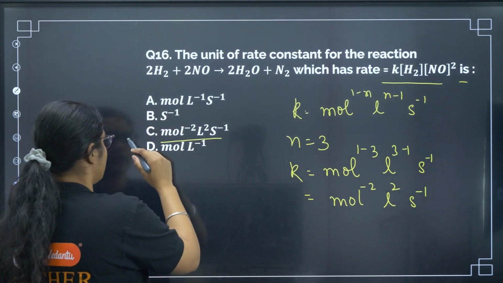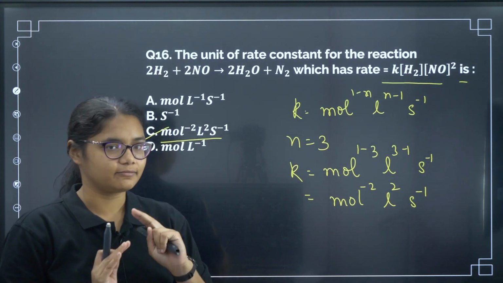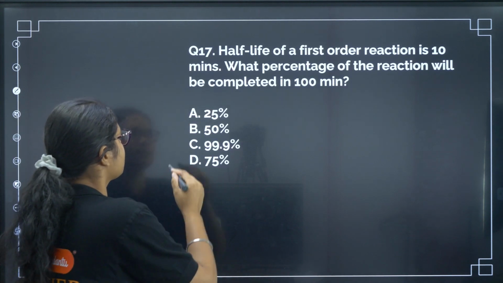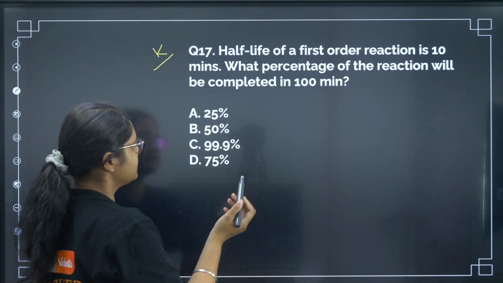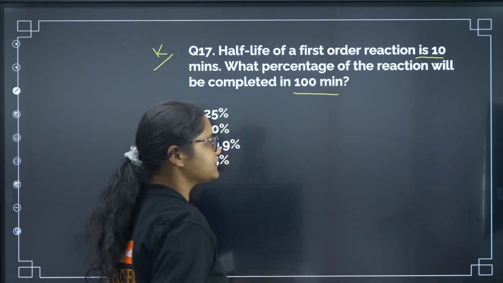Okay. So rate constant is a very important term again. How to calculate this one and the half-life method is an important topic. Prepare them. Next question, again from kinetics. Half-life of a first order reaction is 10 minutes. What percentage of the reaction will be completed in 100 minutes? Okay, this is a very good question.